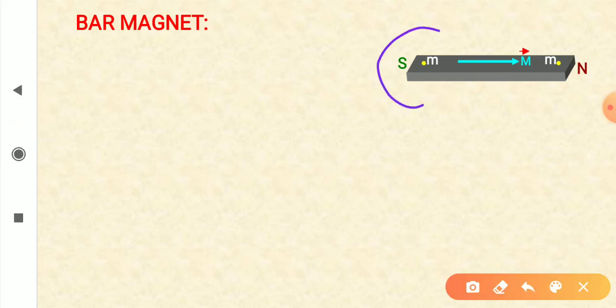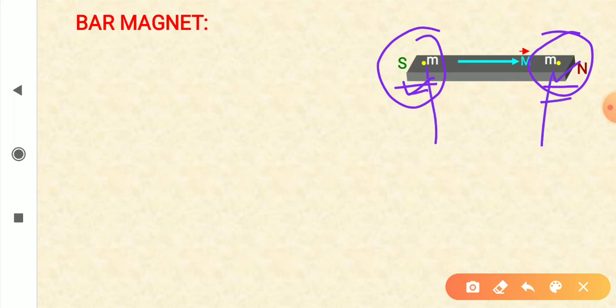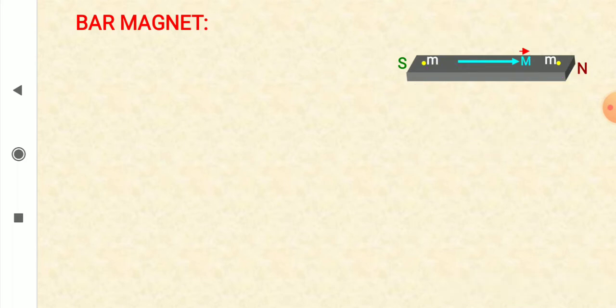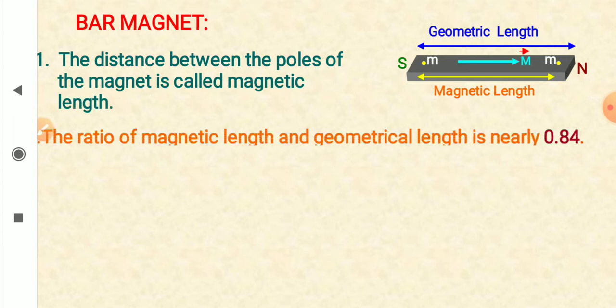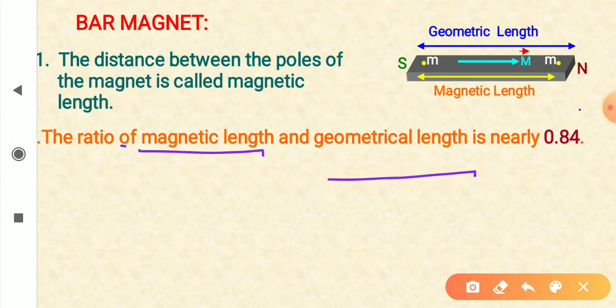So I'll show it here. The poles have pole strength M each, and the poles are situated slightly inside the edges. So the distance between them, called magnetic length, is lesser than the actual length of the dipole. So the magnetic length and geometric length, right? Now, the ratio of magnetic length and geometric length is nearly 0.84.